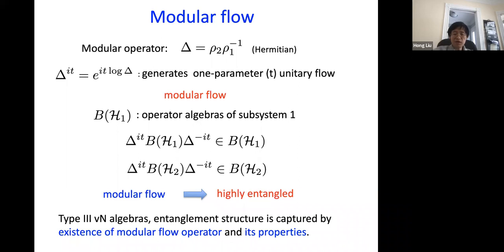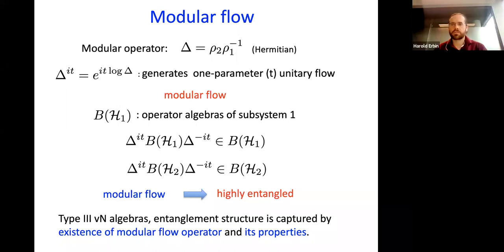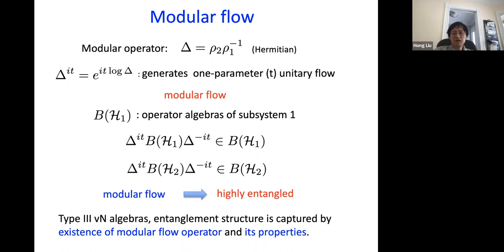Also, if you look at the flow generated by this modular operator, it is as if this is at a finite temperature. So the flow satisfies the so-called KMS conditions. If you can prove an operator satisfies those conditions, then essentially that uniquely determines it to be the modular flow operator. And that's how you can prove it for the boost.